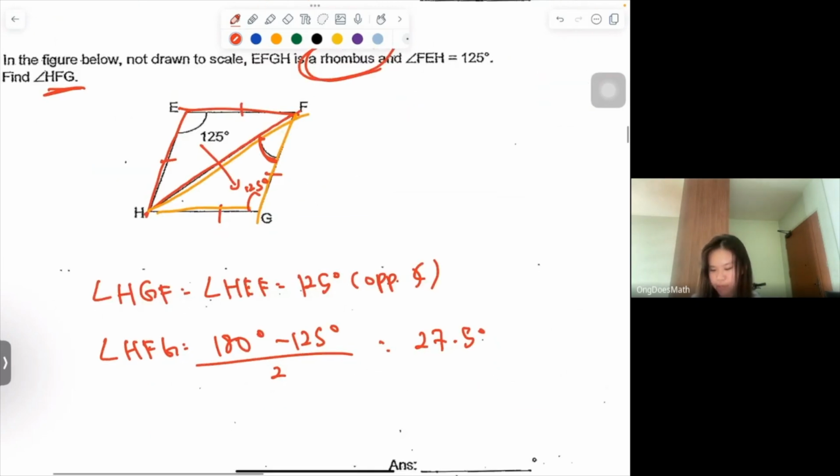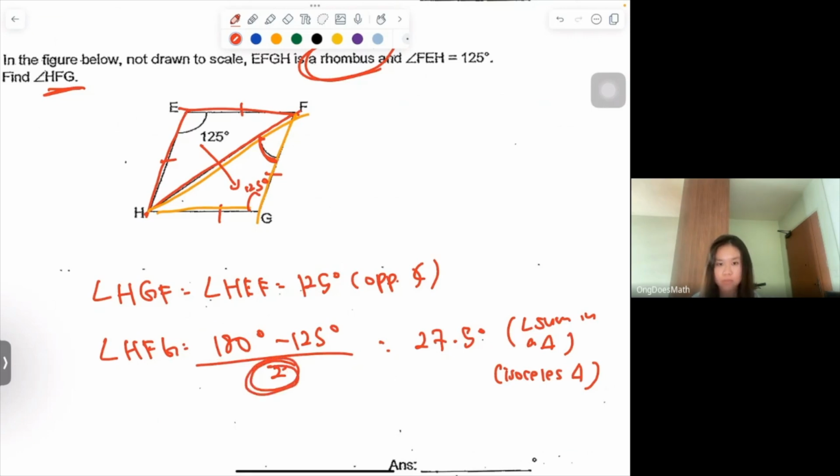So the two rules that we use are angle sum in the triangle, and we also use isosceles triangle. Angle sum in the triangle is 180. For the isosceles rule, we divide it by 2 to find out the individual angle. So the answer is 27.5 degrees, which means this is 27.5. This is also 27.5.